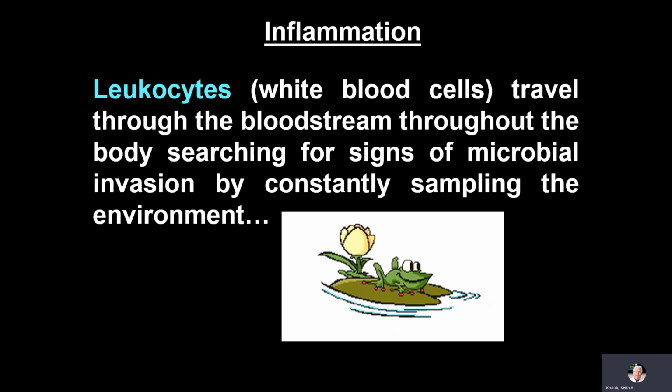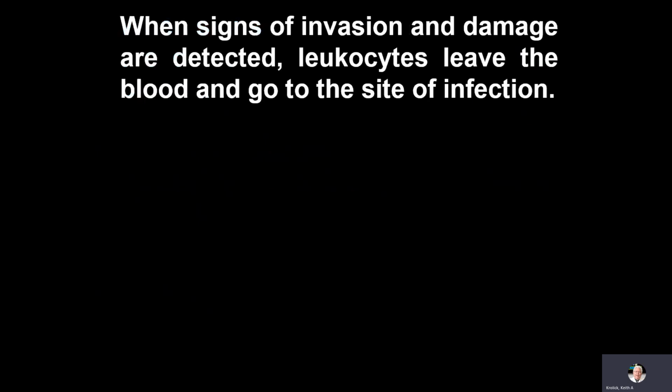All right, so this is our definition of inflammation. At least it's the beginning of a definition. And we can go on to say that when signs of invasion and damage are detected, leukocytes will leave the bloodstream, where they're moving around most of the time, and go to the site of the infection. So this is a very defined process. People have been studying this for many years, and it's a really important thing because all these leukocytes are roaming around the body in the blood.